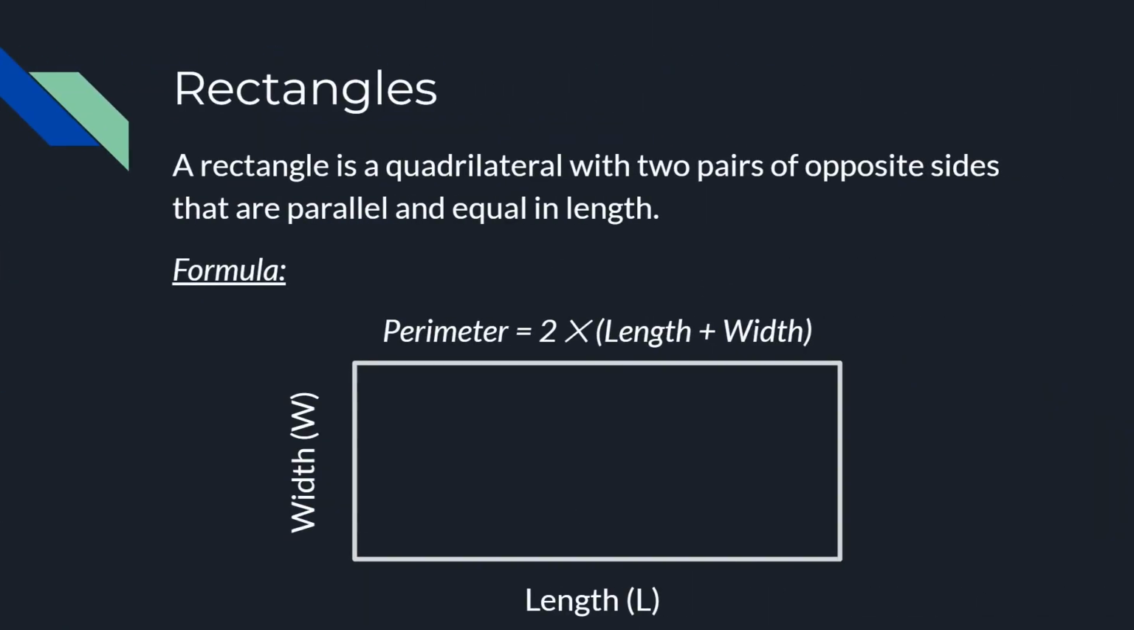A rectangle has opposite sides equal. To find its perimeter, you would add the length and the width and then multiply by 2, since we have 2 widths and 2 lengths of equal value.